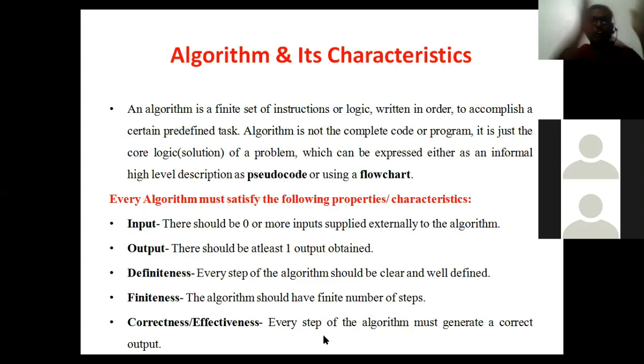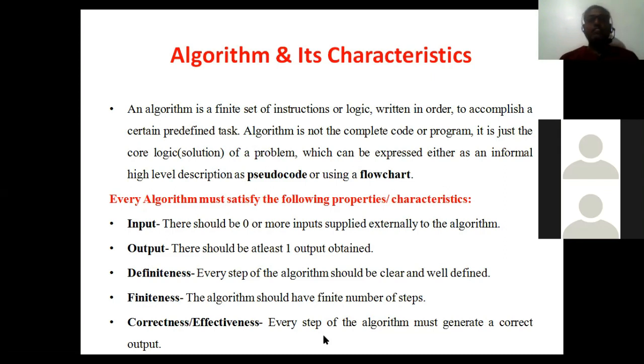So first of all, you have to write down the algorithm. Algorithm के आप स्टेप्स लिखोगे, ठीक है. हर एक स्टेप आपके algorithm में इनपुट होगा, आउटपुट होगा, डेफिनेटनेस होगा, यानी आपका जो algorithm लिखने वाले हो, एवरी स्टेप क्लियर होनी चाहिए. फाइनाइटनेस यानी कम से कम स्टेप्स होनी चाहिए. फाइनाइटनेस का मतलब कम से कम.